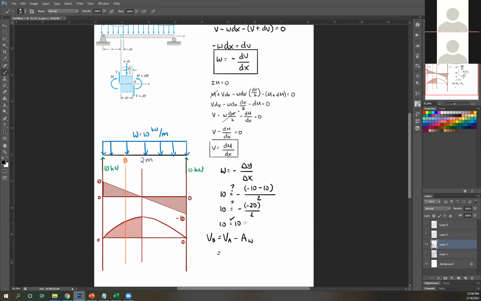So what's VA? Taking 2 points, 2 sections, VA here is your VA. Why did I take that as A? Because I already know the shear force at this end is 10, because that is just where your reaction is. So 10 minus the area of your load, so this area right here.